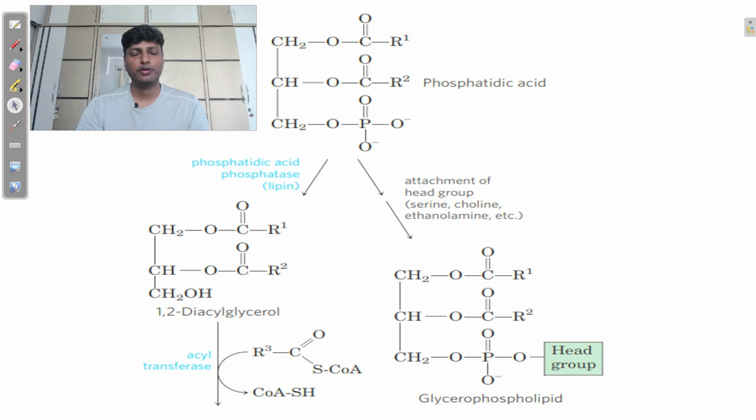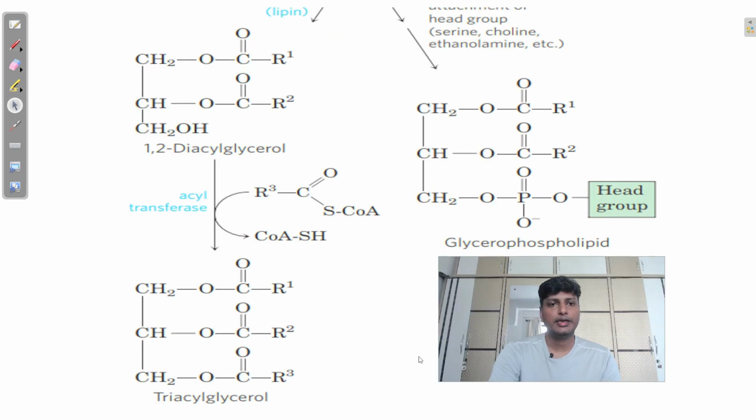Now this phosphatidic acid can be further converted into a triacylglycerol, that is, the third carbon can be attached with a third fatty acid chain. If the third carbon is attached with a fatty acid chain, the net result will be a triacylglycerol. Or if a particular head group is attached on the third carbon, then the net result will be a particular type of membrane phospholipid. Different types of head groups can be attached to the third carbon, such as serine, choline, ethanolamine, etc. As you can see here, there is a head group attached to the third carbon.